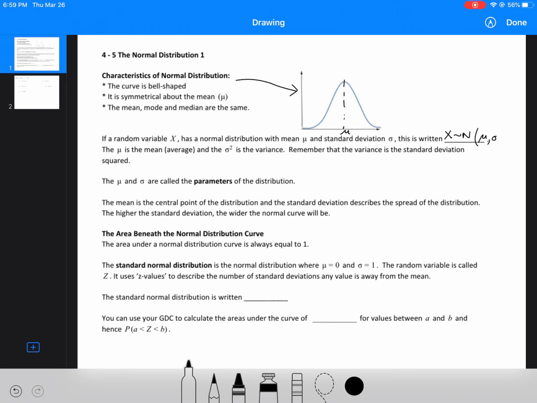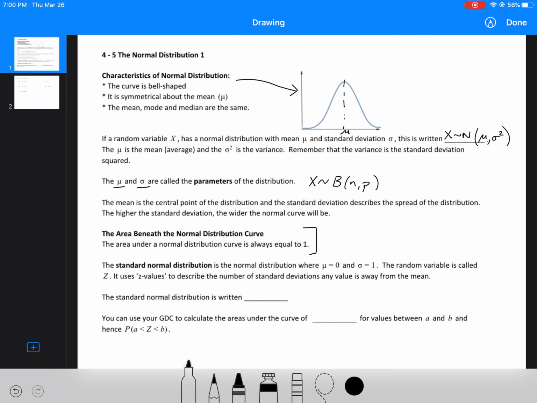where mu is the mean average and sigma squared is the variance. Remember that the variance is just the standard deviation squared. The mu and the sigma are called the parameters of the distribution, just like when we had the binomial distribution, we used n and p as our parameters. The mean is the central point of the distribution, and the standard deviation describes the spread of the distribution. The higher the standard deviation, the wider the normal curve will be.